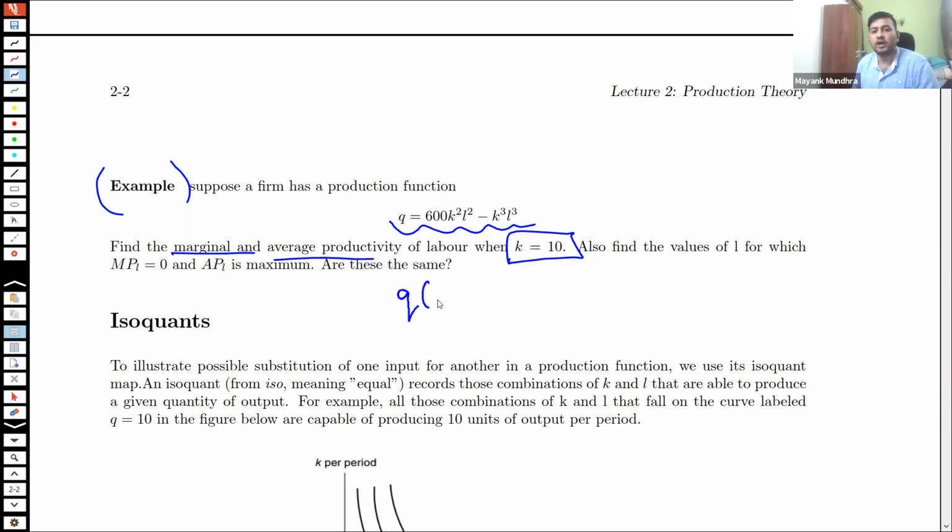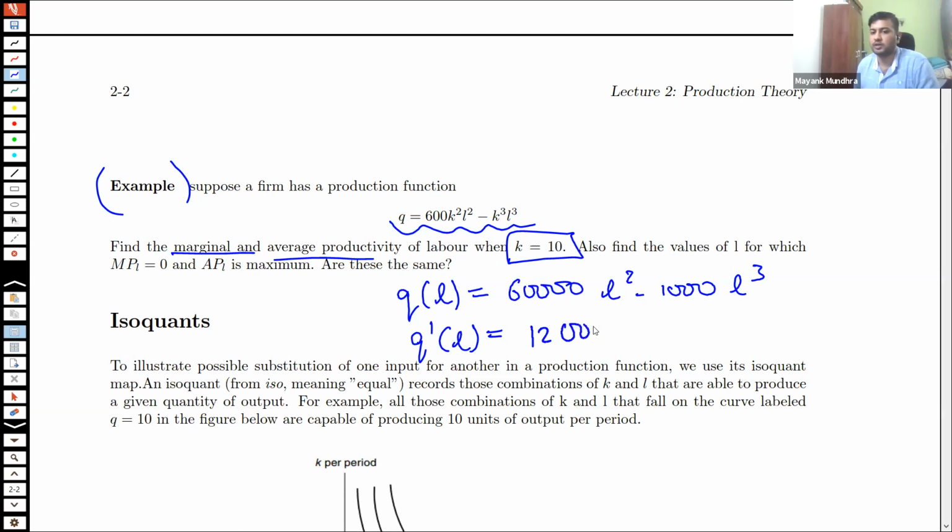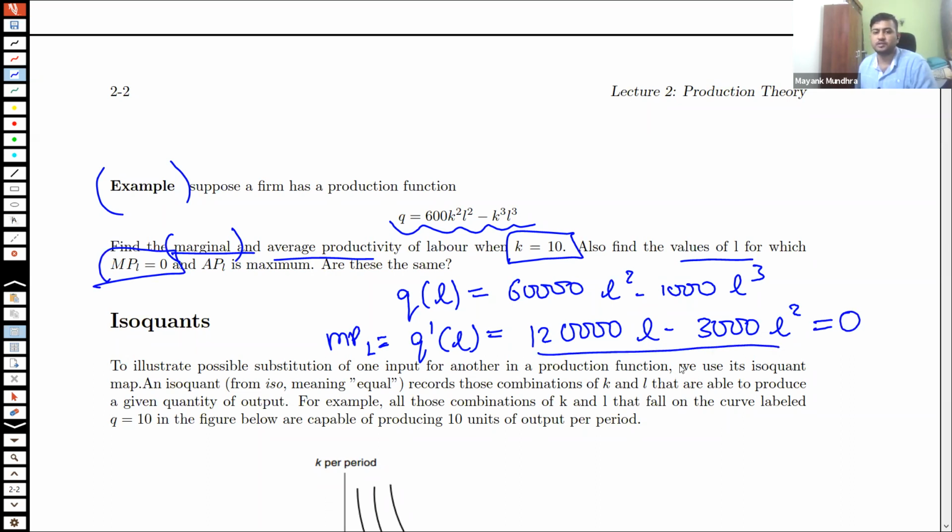So Q as a function of L at K equals 10 is going to be 60,000 L square minus 1,000 times L. Okay. So marginal productivity is Q prime of L. So you differentiate this with respect to L. So you are getting 120,000 L minus 3,000 L square. This is marginal. I want to find the value of L for which marginal productivity becomes zero. So for what value of L will this become zero? That is question number one.